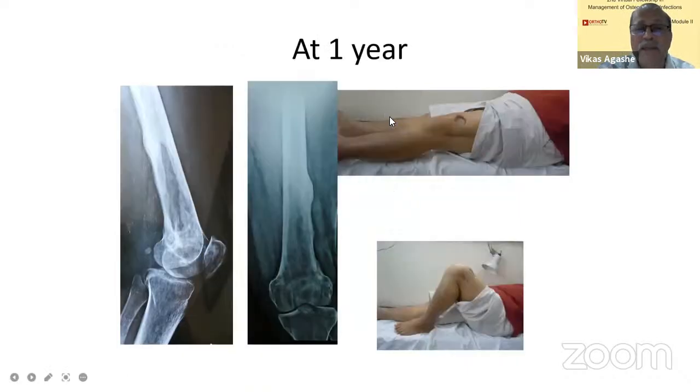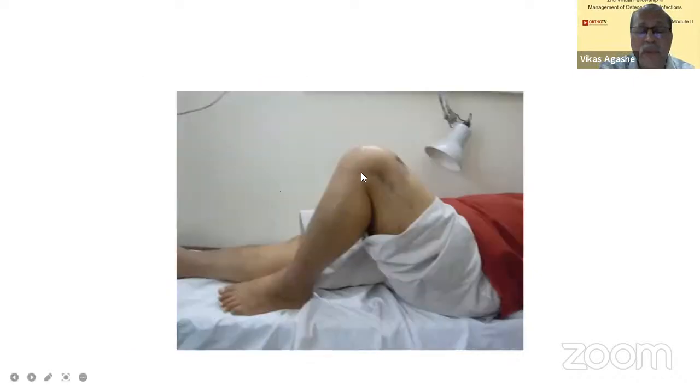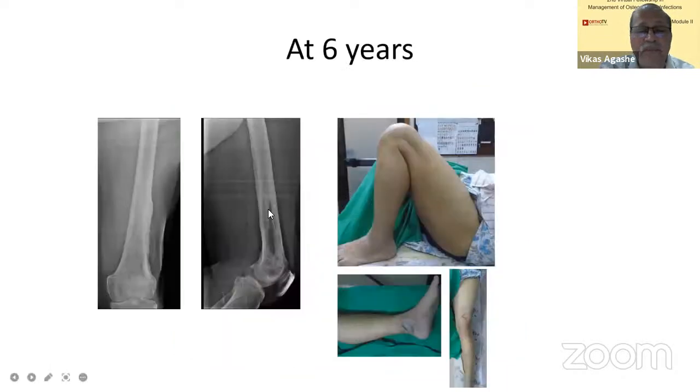So here he is at 1 year. You can see there is a good callus here. The window has started closing. This is the scar. He has got good knee function. Now this is at 6 years. You can see the window has almost closed. There is good bone formation on either side.